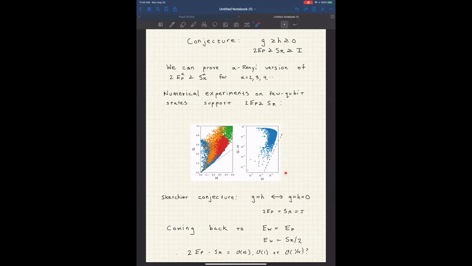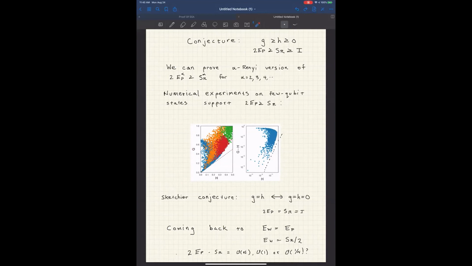We can just do some numerical experiments on random qubit states. So, this is generating thousands of different states, and then you just compute G versus H, and indeed they all seem to satisfy this bound. And interestingly, as far as we can tell, it looks like G can only equal H in the limit where G and H are actually both equal to 0.